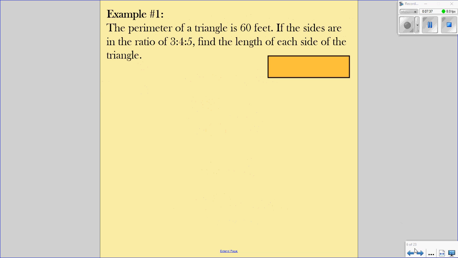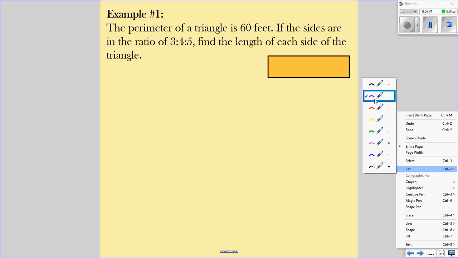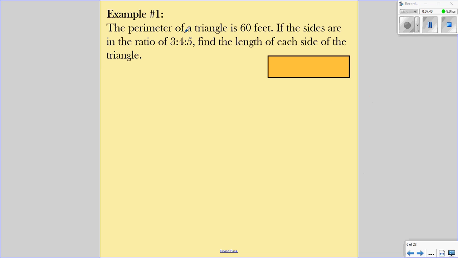Okay, so for the first one, it says the perimeter of a triangle is 60 feet. If the sides are in the ratio of 3 to 4 to 5, find the length of each side of the triangle. Right, so first thing we need to do was read it. And now the second, we just have to figure out what they gave us and what they're asking us to look for. So this one says the perimeter.